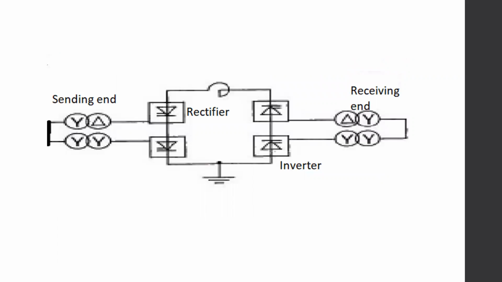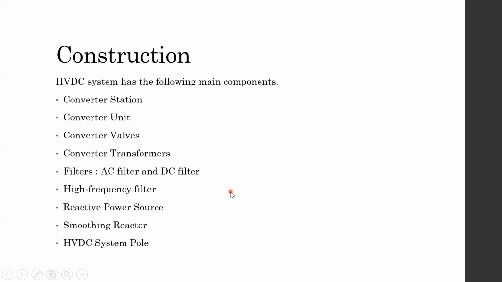This picture shows the bipolar link of a back-to-back link. A bipolar link has two conductors, one positive and the other negative. This link has two converter stations at each end. The midpoint of the converter station is connected to the earth through electrodes. Next, we are going to see the construction of the back-to-back HVDC link.